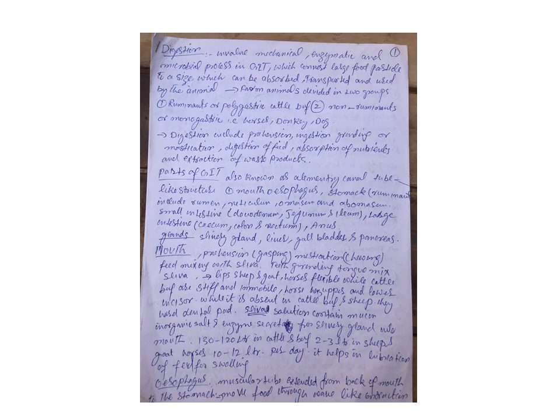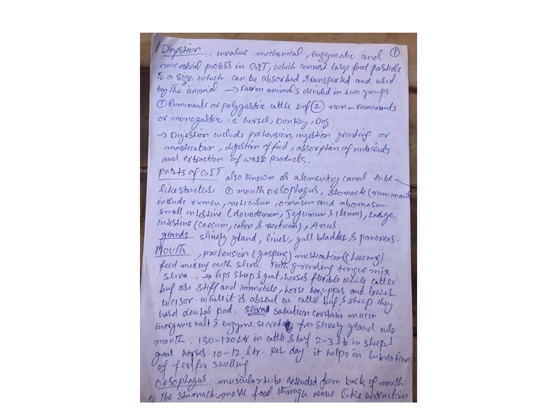Now we are going to discuss the parts of the GIT. It's also known as the alimentary canal. It is a tube-like structure which starts from the mouth, then the esophagus, then the stomach. In case of ruminants, it includes rumen, reticulum, omasum, abomasum, then the small intestine: duodenum, jejunum, and ileum. The next part of the GIT is the large intestine, which is divided into cecum, colon, rectum, and anus.